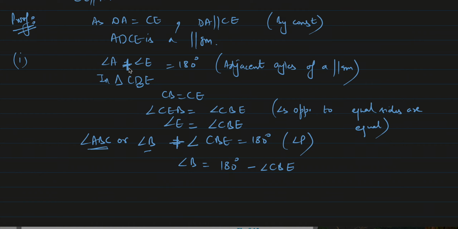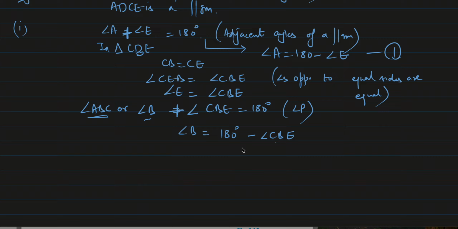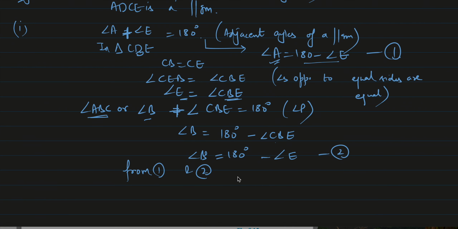Okay. Now from here you can add one step, that angle A equals 180 degrees minus angle E. Make it 1. Yeah. Now this CBE, can I change here? Because CBE equals E. So minus angle E, that is second. So from 1 and 2, what do you get? Angle A is also 180 minus E, angle B also 180 minus E. So I can say angle A equals angle B. So this is the first part done.